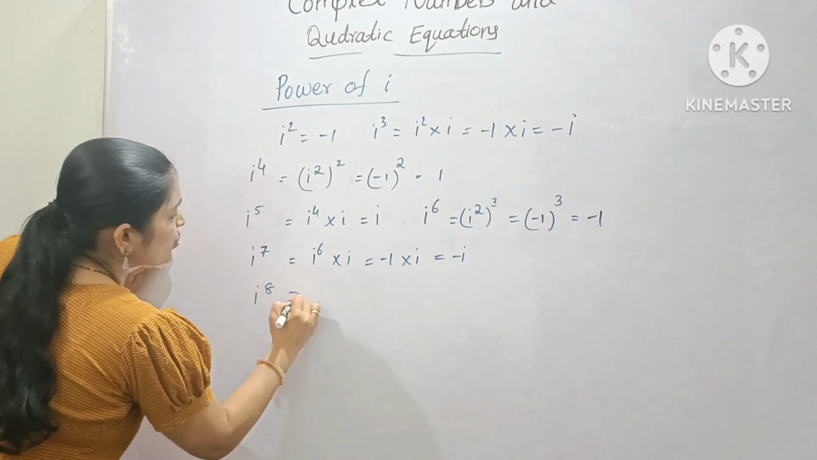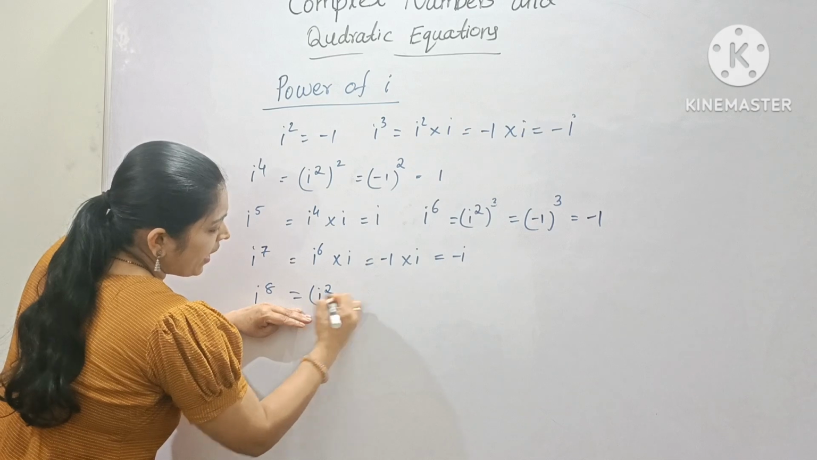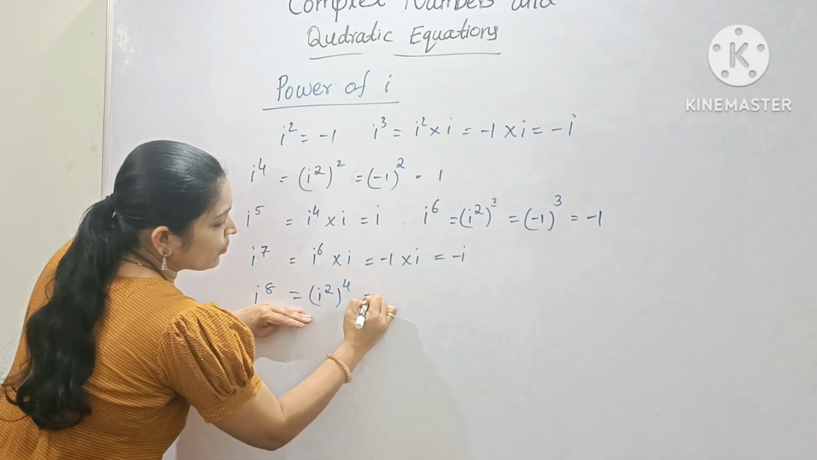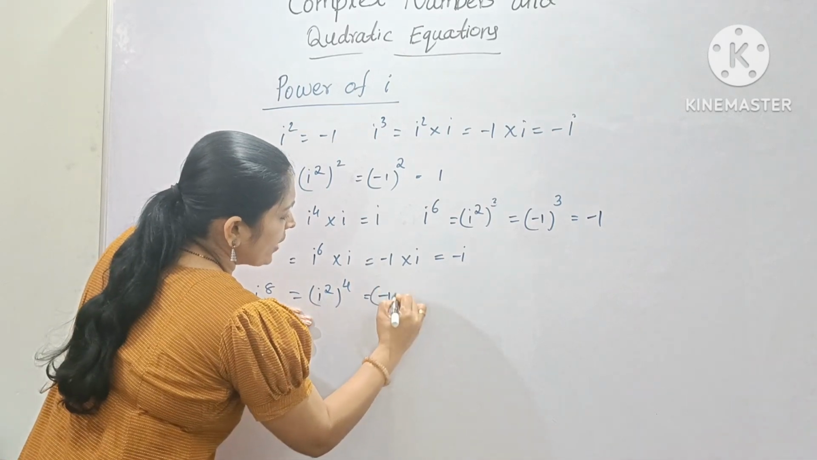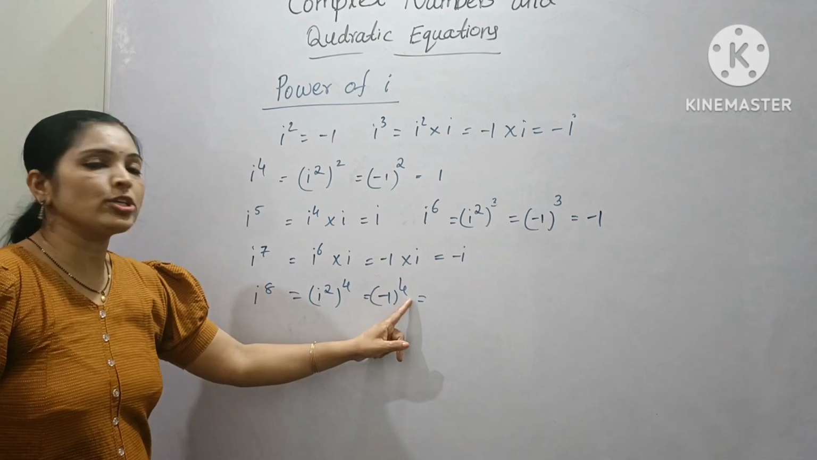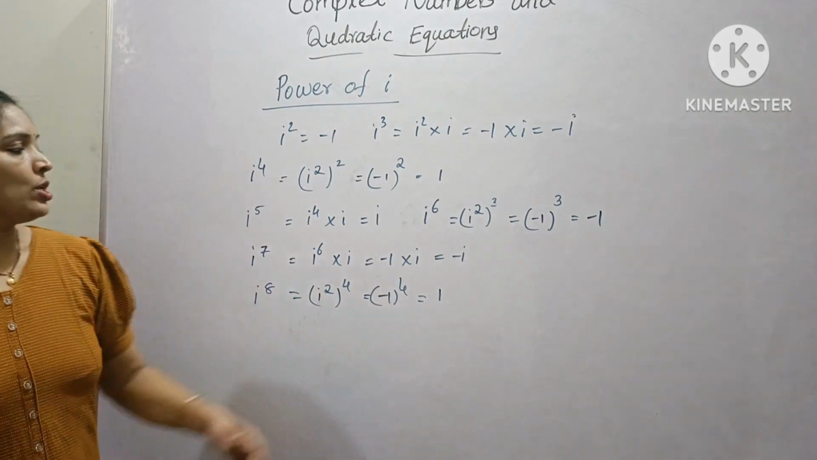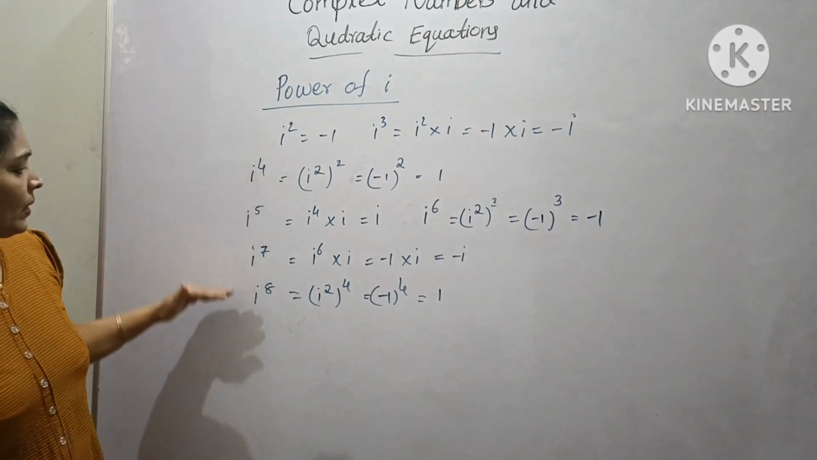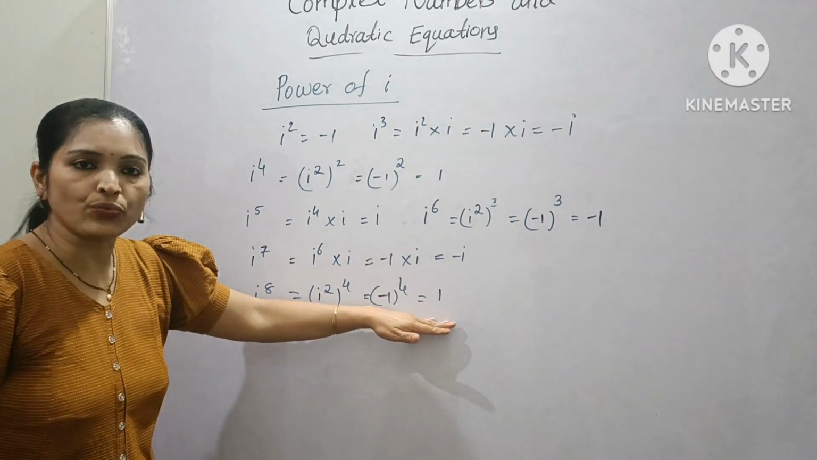Again, what is i raised to 8? i raised to 8 is nothing but i square raised to 4, that is 4 into 2, 8. So i square is minus 1 raised to 4, and since it is an even number, minus 1 raised to 4 is 1, plus 1. See here, i raised to 4 is equal to 1, so i raised to 8 is equal to 1.